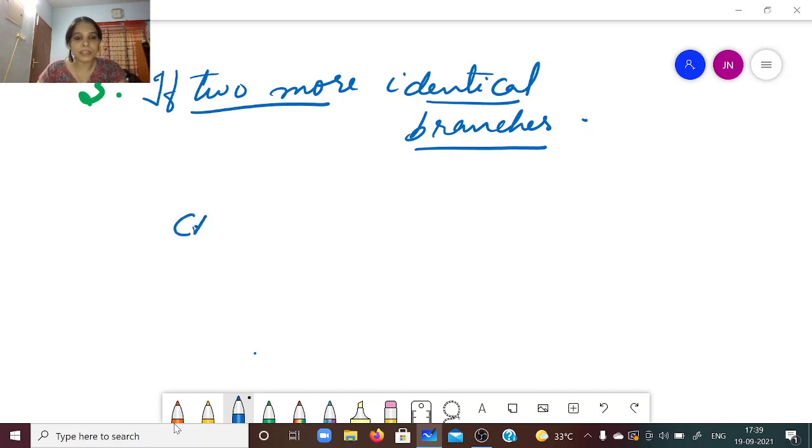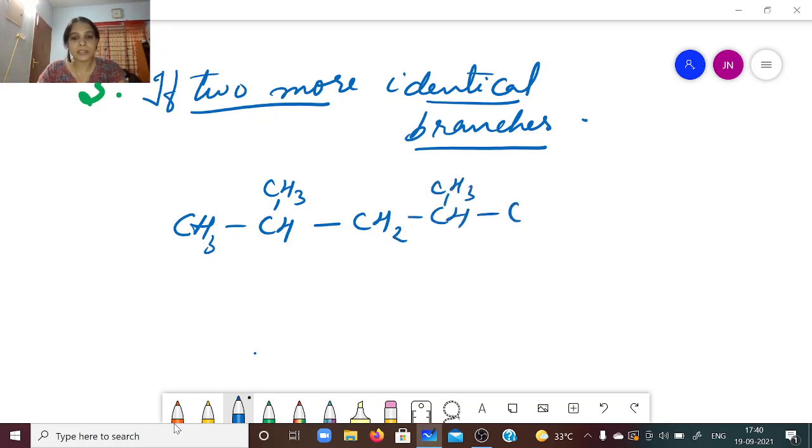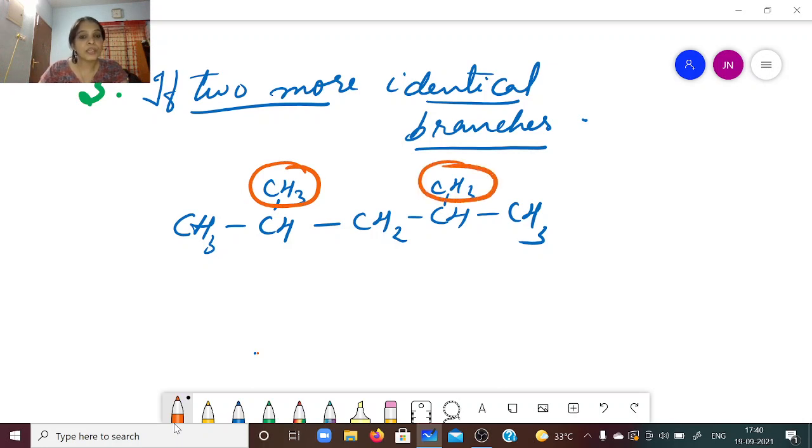We can write CH3, CH, CH3, then CH2, CH, CH3, CH3. So you can see that the branches are the same, isn't it? This is the branch, CH3 branch. This is also CH3. So what should I do? I should count it. So from the beginning, we will see all the rules. The first rule is that we will count the longest carbon chain.